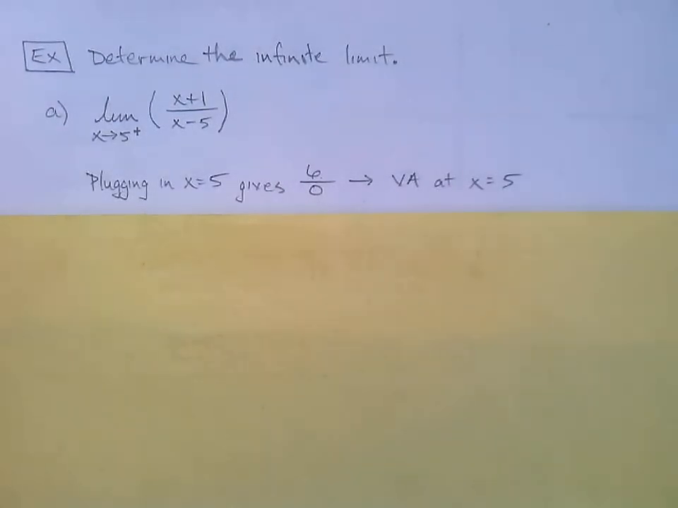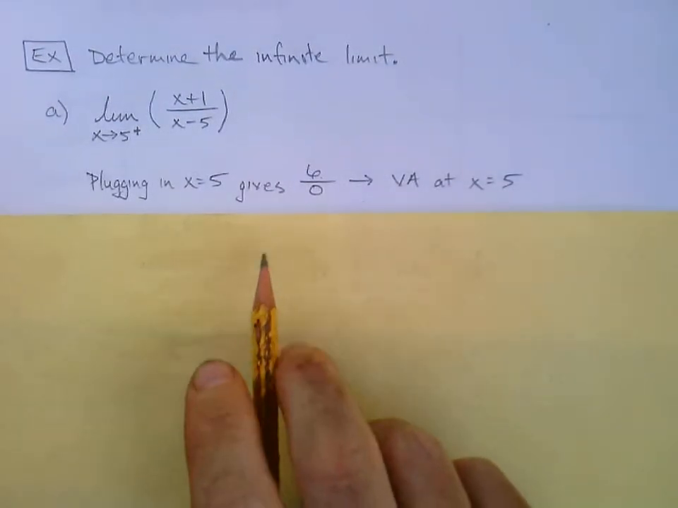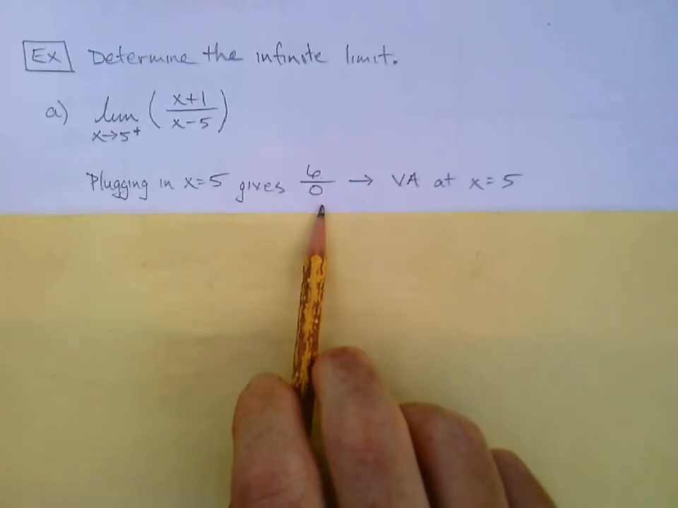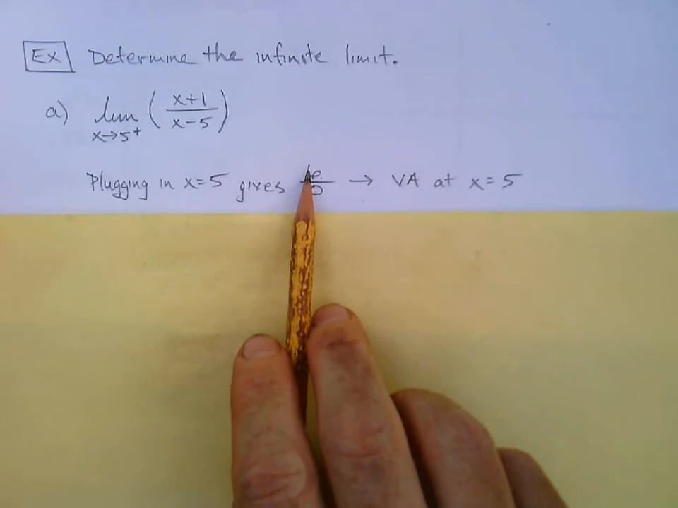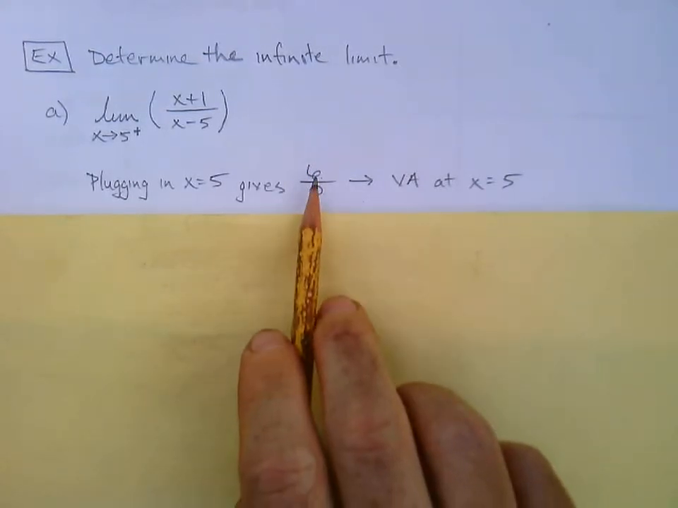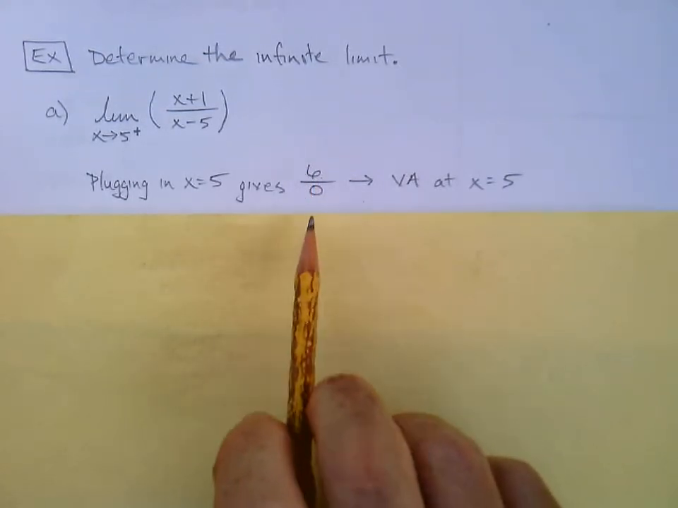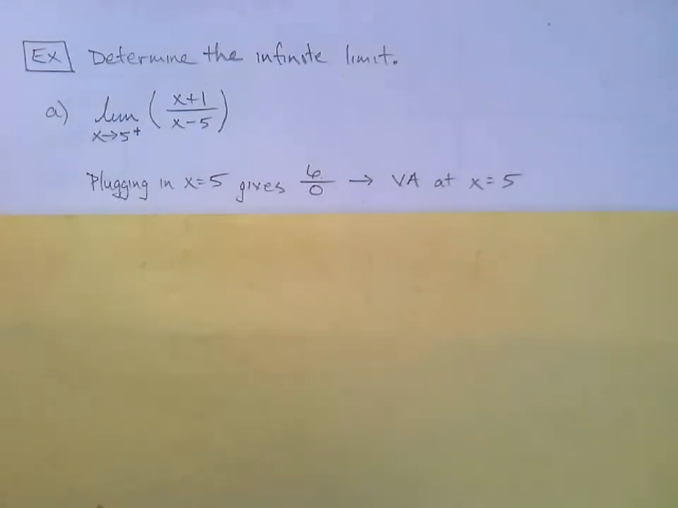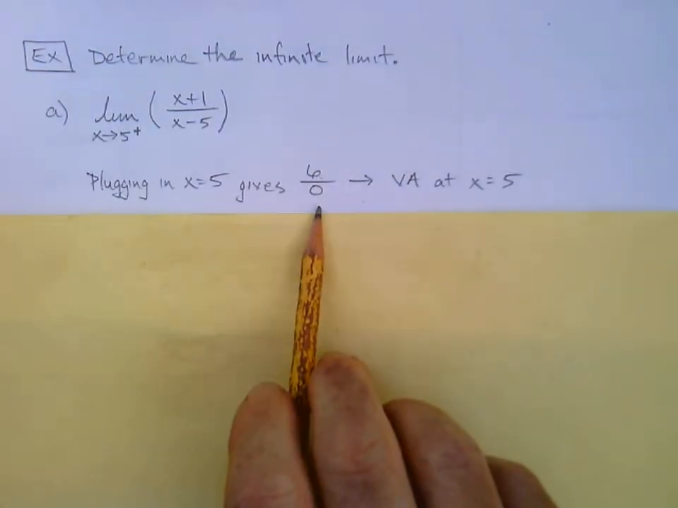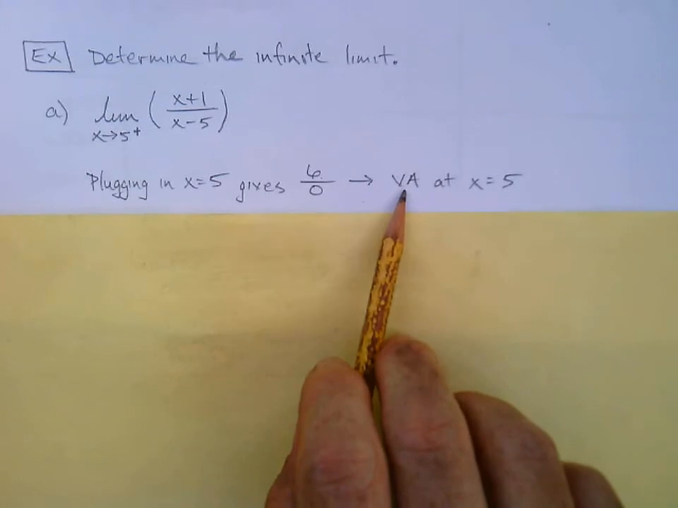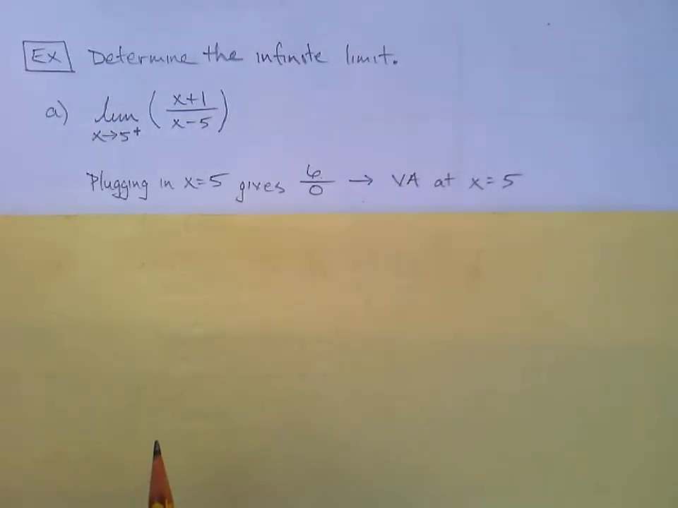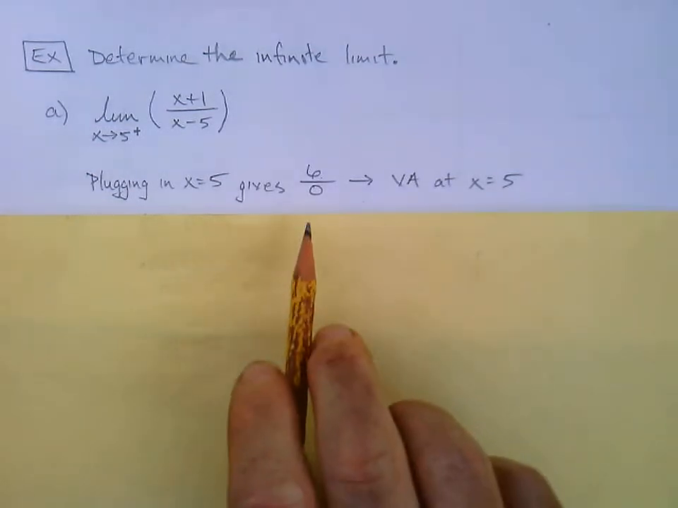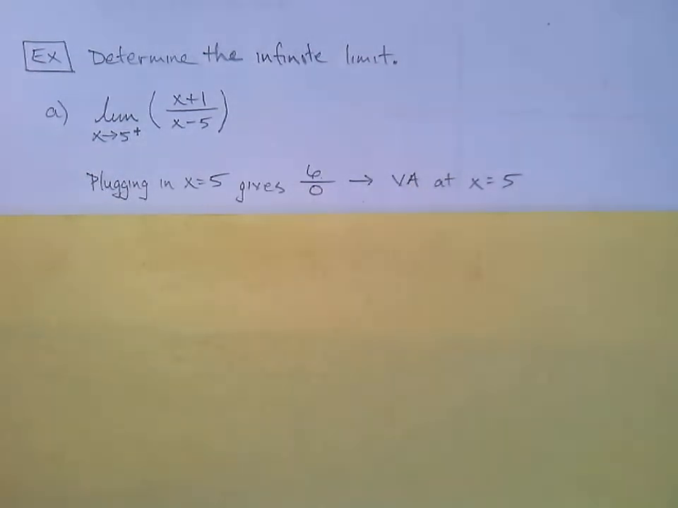Ooh. Okay. Something other than 0 over 0. We've got a number divided by 0. The 6 is really not important. Simply the fact that it's some number other than 0 over 0. 6 over 0 tells us there's a vertical asymptote at x equals 5. Okay, 0 over 0 is a whole other story. Anything else over 0 is a vertical asymptote. So what are we going to do?